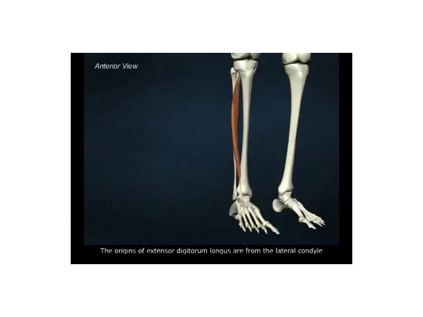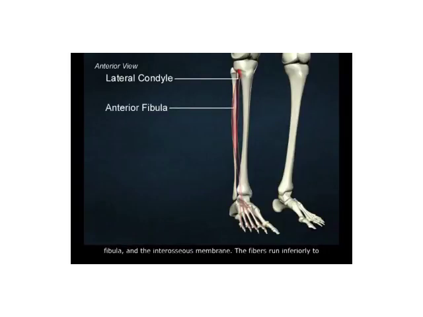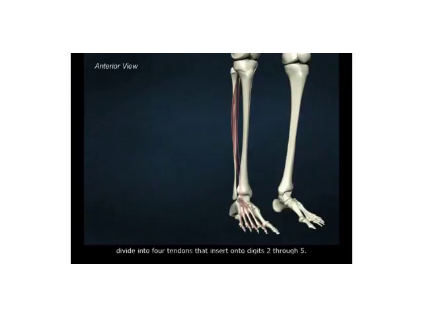The origins of extensor digitorum longus are from the lateral condyle of the tibia, the proximal 3/4 of the anterior surface of the fibula, and the interosseous membrane. The fibers run inferiorly to divide into 4 tendons that insert onto digits 2 through 5. Extensor digitorum longus extends the metatarsophalangeal joints of digits 2 through 5.